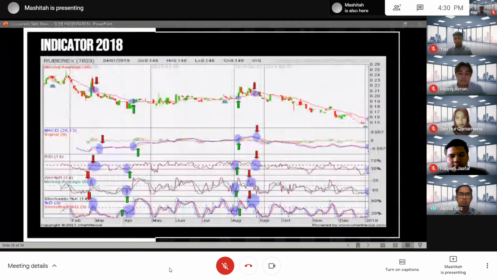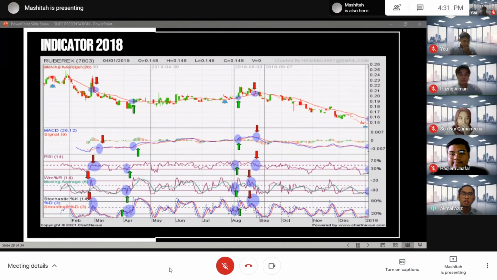Thank you, Hazrik, for your explanation about the comparative analysis and the trend analysis. So, moving on to the next part of the technical analysis, which is the indicators of Rubberex Corporation Berhad. We have analyzed the latest 3 years of the chart, from 2018, 2019, and 2020, for the short-term analysis and the intermediate analysis.